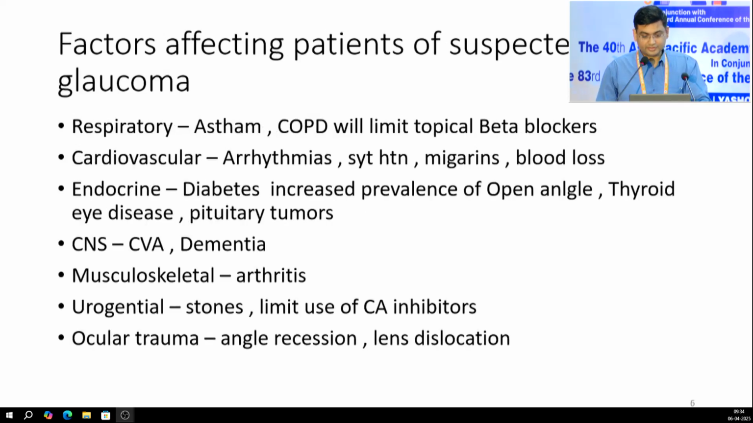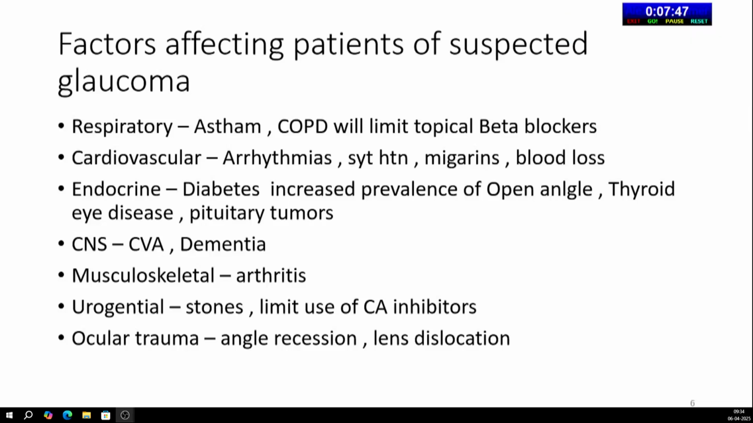The factors affecting patients with suspected glaucoma: you have to ask about respiratory disease, asthma, COPD, that will limit the use of topical beta blockers. Then cardiovascular, any arrhythmia, systemic hypertension, migraine, blood loss. In endocrine, you should ask about diabetes because it increases the prevalence of open angle glaucoma, any thyroid eye disease, any pituitary tumors.